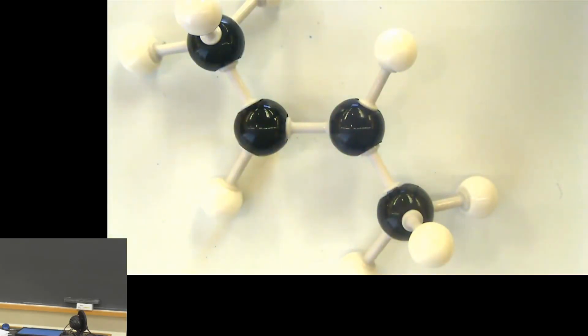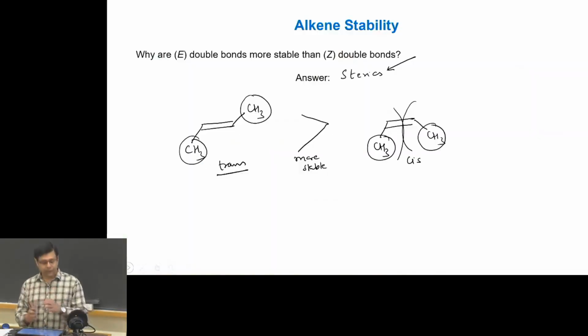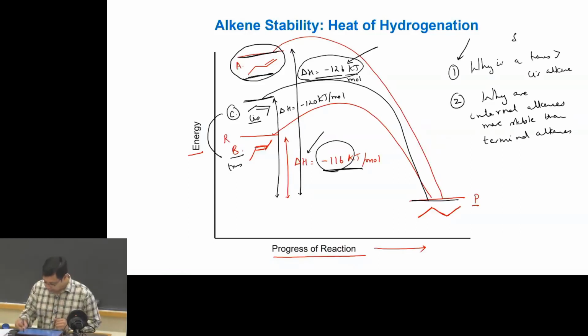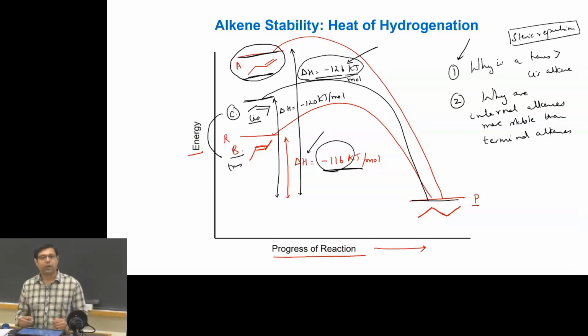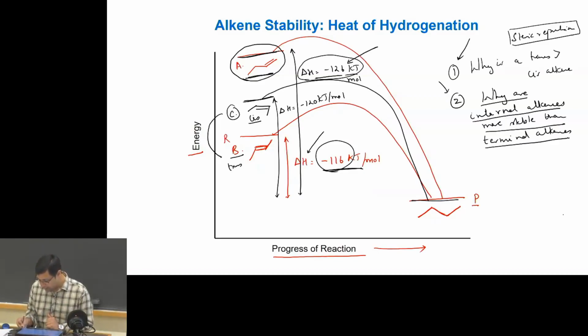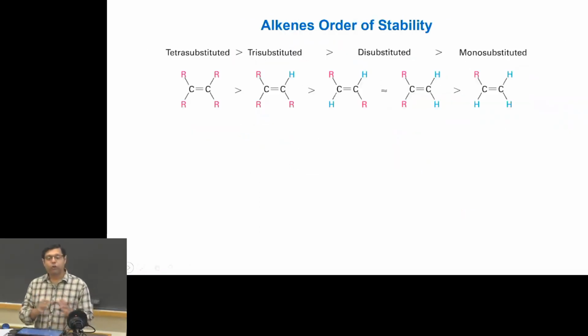Alright. So let's now get back to the slides. So the answer to the first question is steric repulsion. Let's now answer the second question. Why are internal alkenes more stable than terminal alkenes? Now before we get into answering that question, let's first understand the substitution pattern in an alkene.